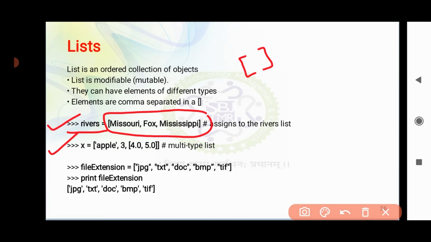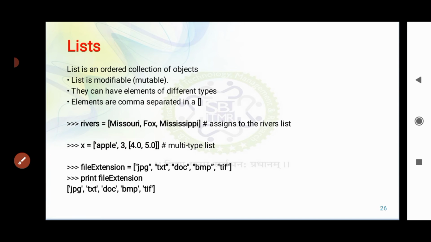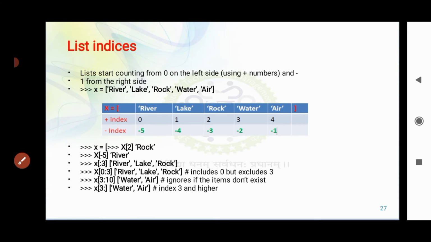So this kind of thing can be called a multi-type list, where it will have multiple or different types of elements. If you see, this apple belongs to a string element, this 3 belongs to an integer value, and this other list consists of float values. So such a kind of list can be called a multi-type list. Alright, fine. Next, we have list indices.